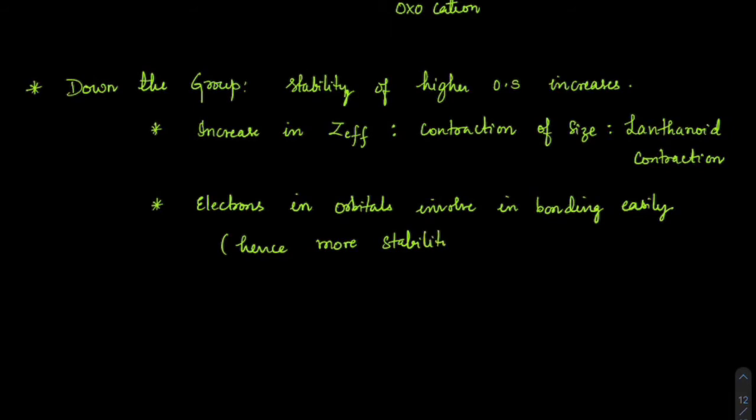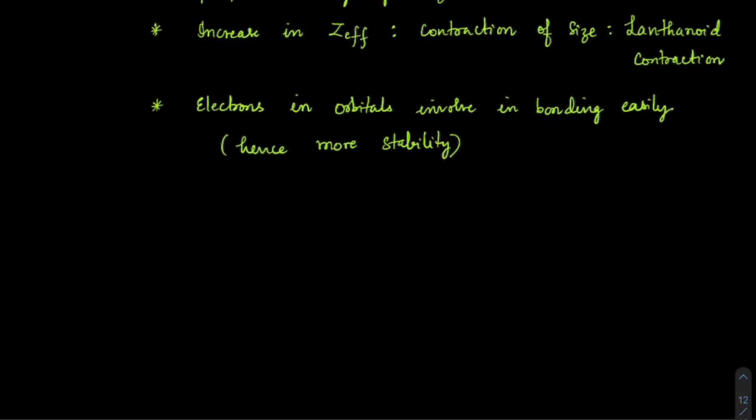So two prime reasons: one is contraction, the second one is its consequence. Now check out the stability here. CrO4 2 minus, which is +6 oxidation state, will be less stable compared to MoO4 2 minus, which is less stable than WO4 2 minus. This is in the chromium group.